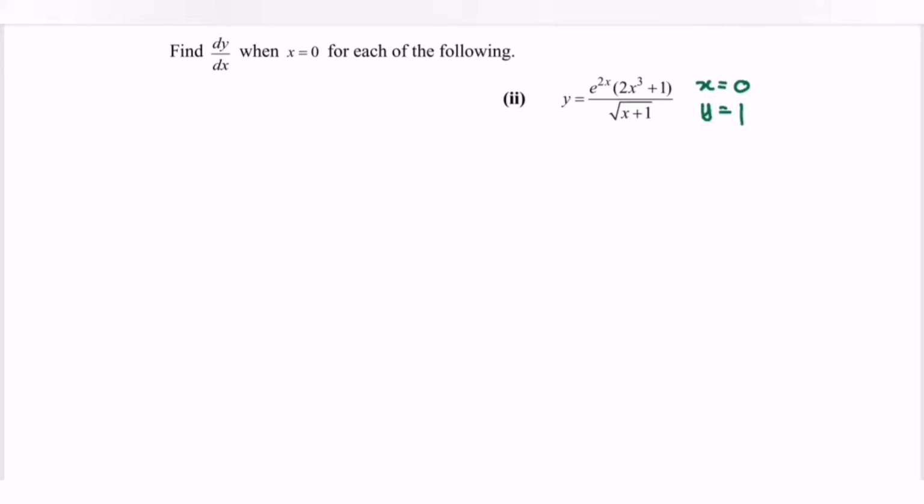Next, we are going to differentiate the situation. Before we start to differentiate, we need to modify the situation. My suggestion would be to cross multiply the square root of x plus 1. So we will have square root of x plus 1 multiplied with y equals e to the power of 2x (2x cubed plus 1). The situation can be expressed in the form of (x plus 1) to the power 1 over 2 times y equals e to the power of 2x (2x to the power of 3 plus 1).